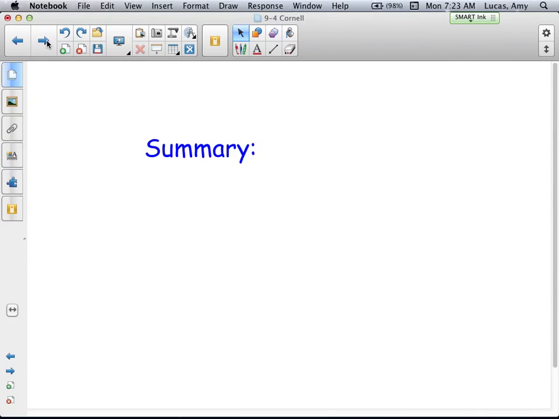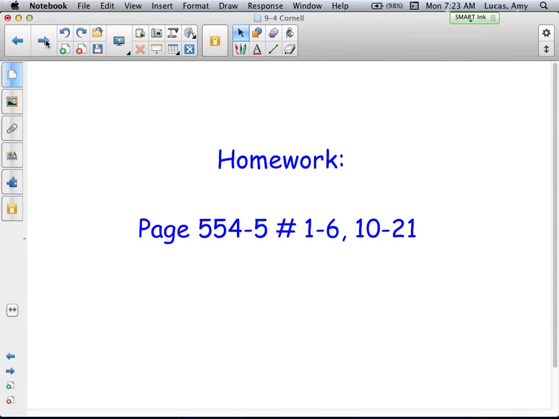So you should be able to write a summary now about how you solve a quadratic using this new method, completing the square. And here are your homework problems.